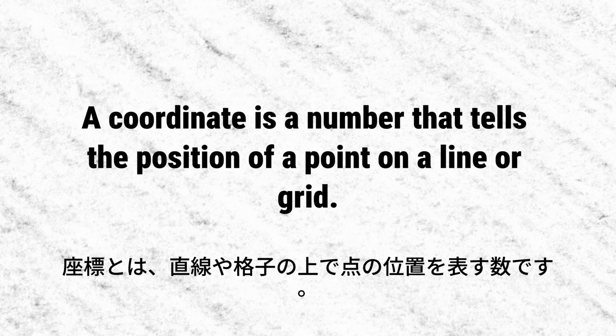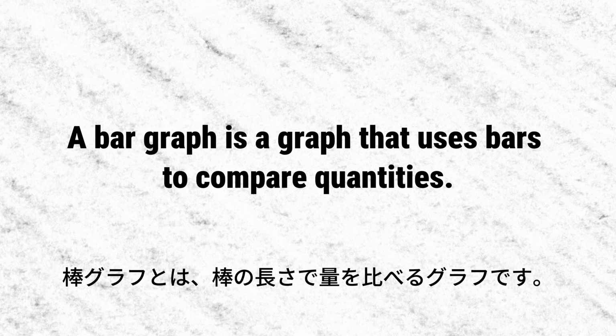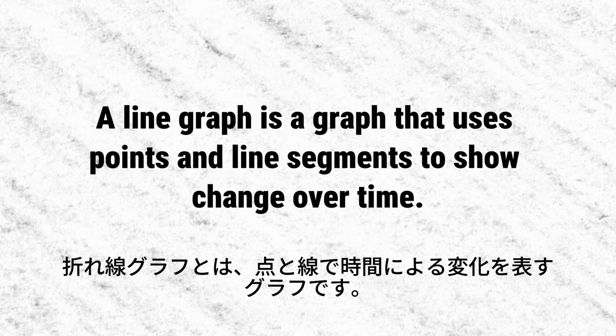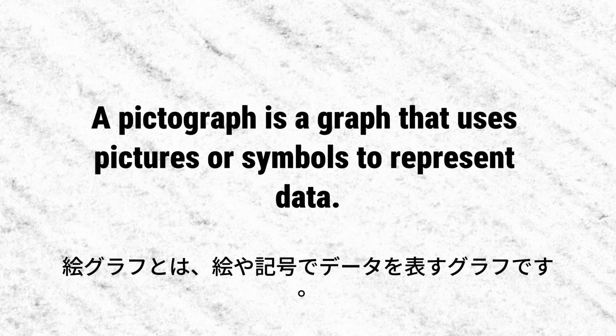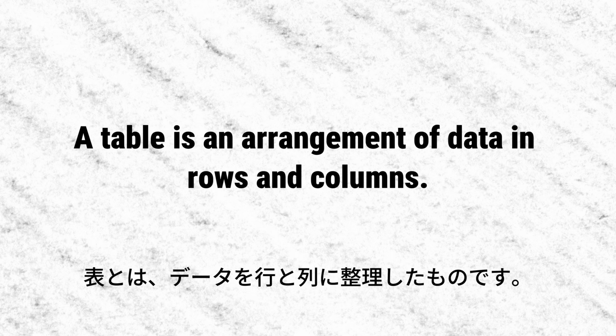A coordinate is a number that tells the position of a point on a line or grid. A bar graph is a graph that uses bars to compare quantities. A line graph is a graph that uses points and line segments to show change over time. A pictograph is a graph that uses pictures or symbols to represent data. A table is an arrangement of data in rows and columns.